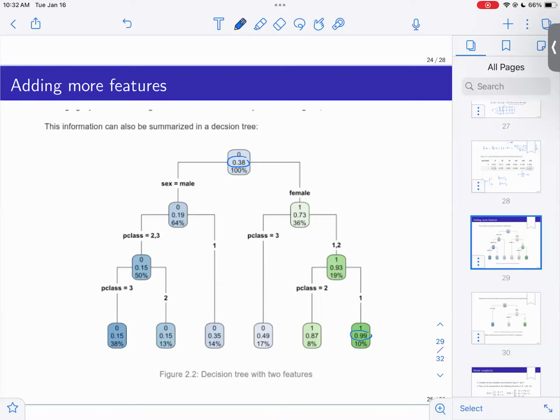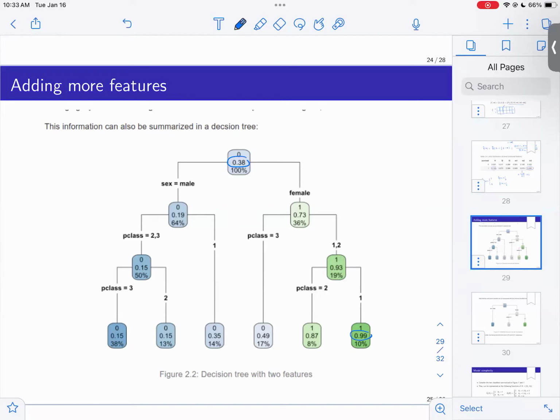For the male population, unfortunately, it doesn't matter. It's just everyone does not survive. There is a reason why this happened, but you can read about the story of the Titanic. You probably know what happened. I think the passenger class doesn't make much difference. If you remember, the decision was female survive, male not survive. If you add the passenger class, it doesn't change the decision here, but it changes the female branch a little bit.